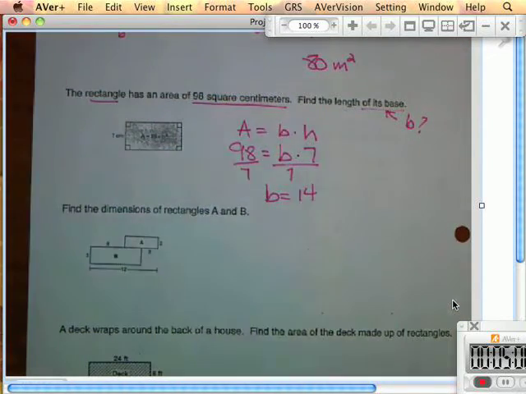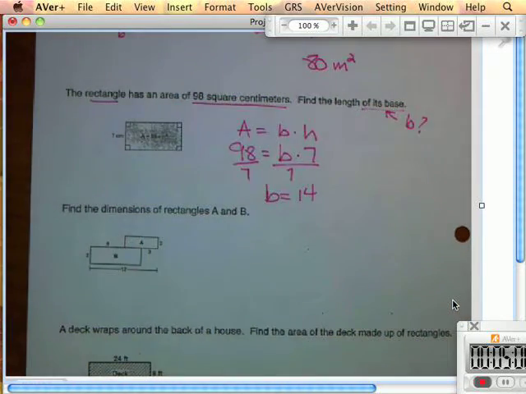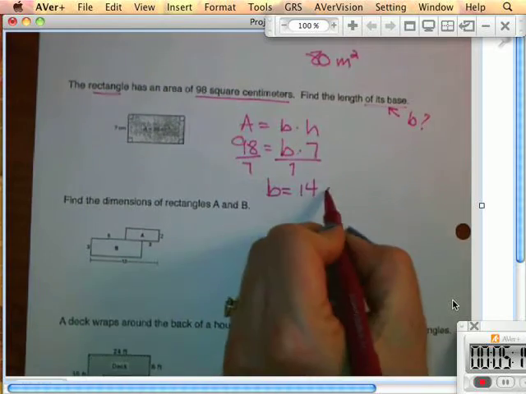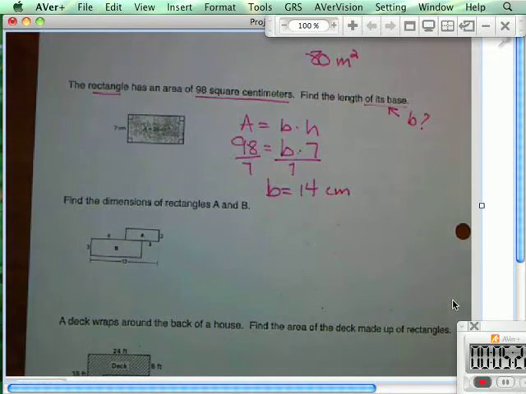Thank you. 14 what? No. Am I looking for area? No, I'm just looking for the one-dimensional base, so it's just going to be 14 what? Centimeters. It's just a measurement. Because that's what it's all about. Just wait until you get to higher level math.